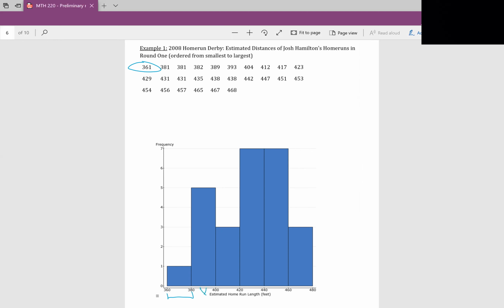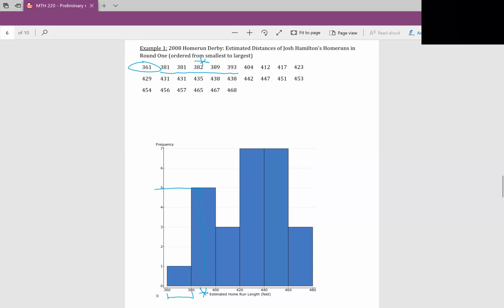Okay, let's go to the next bar, 380 to 400, and put a little star here. According to this histogram, I have 5 data points between 380 and 400. Notice that the y-axis is called the frequency. It's saying, how many data points do I have between 380 and 400? If we go to the top, we have 1, 2, 3, 4, 5: 381, 381, 382, 389, 393. Those are the 5 data points that fall between 380 and 400.